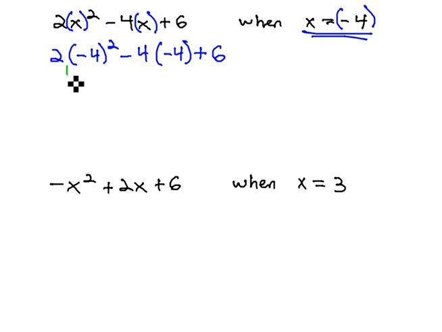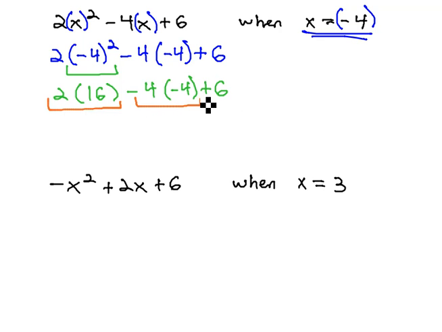Order of operations says to go back and do the exponents first. When we do, we get 2 times negative 4 squared, which is positive 16, minus 4 times negative 4, plus 6. Next, order of operations asks us to multiply and divide. We can multiply the separate terms together without violating order of operations. 2 times 16 is 32. Negative 4 times negative 4 is positive 16, plus 6.